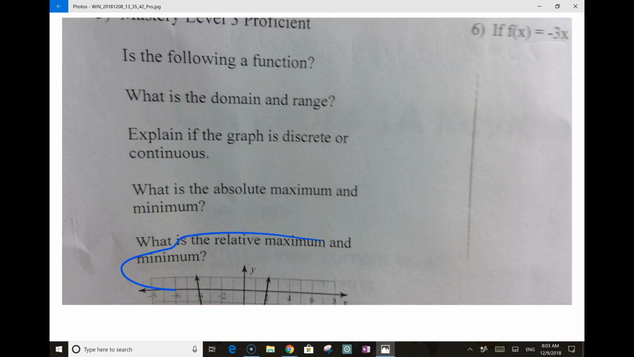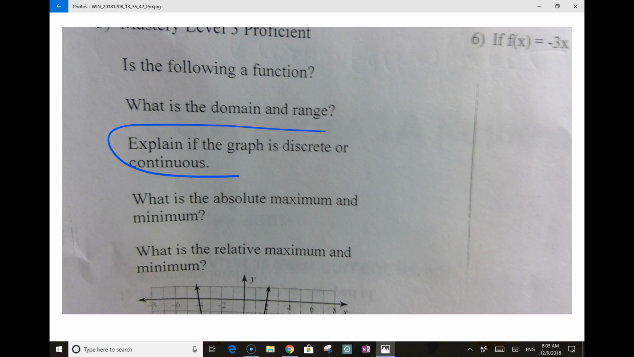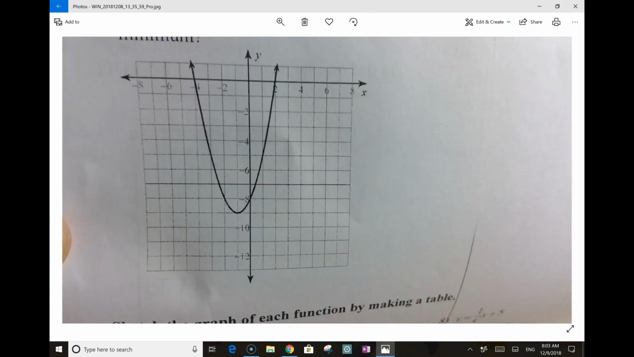The relative maximum and minimum. I just realized I skipped something. Is a graph discrete or continuous? Let me go back to address that real quick.